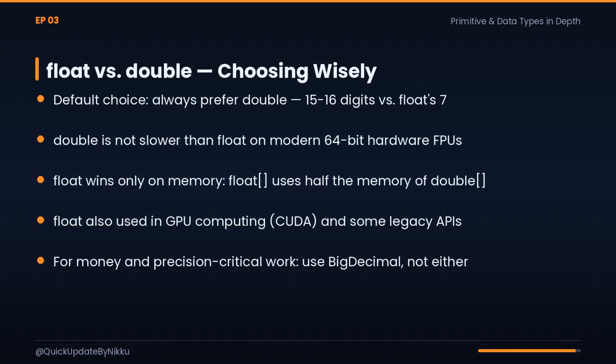The practical rule is simple. Use double unless you have a concrete reason not to. Float's 7-digit precision erodes quickly through even modest chains of arithmetic. Modern 64-bit floating point units process both types at comparable speeds, so there is no performance argument for float in typical application code. The one legitimate case for float is large numeric arrays where halving memory consumption matters, such as in GPU computing or very large scientific datasets.